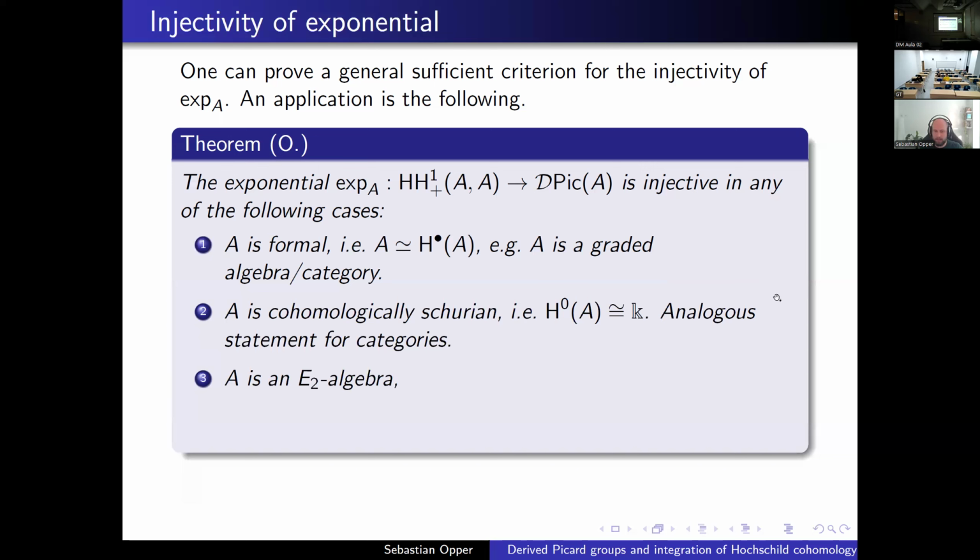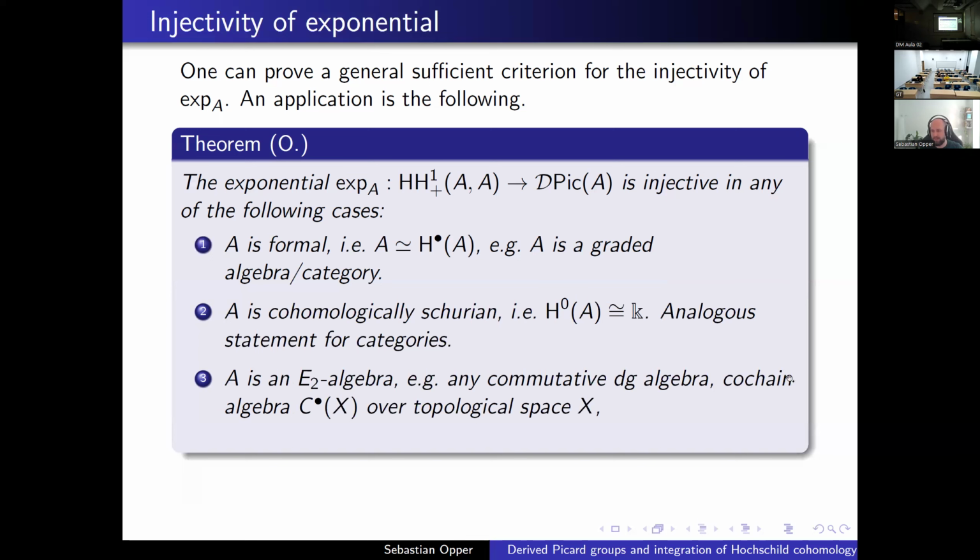And then if A is an E2 algebra, we'll completely forget what this means. Examples are commutative DG algebras, so it's a big class, and then something which is not strictly commutative, but a bit close, are cochain algebras over any topological space. Now, I don't think I will get to this. This was originally part of the talk, but yeah. And then some exotic examples are Hochschild complexes, which you can do, but it's maybe not the more interesting part.